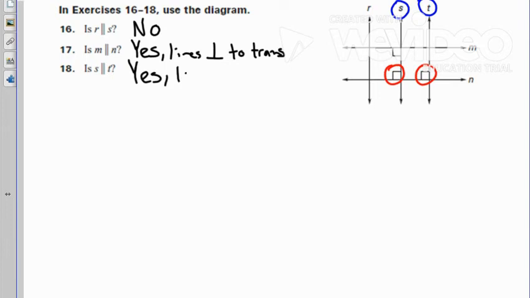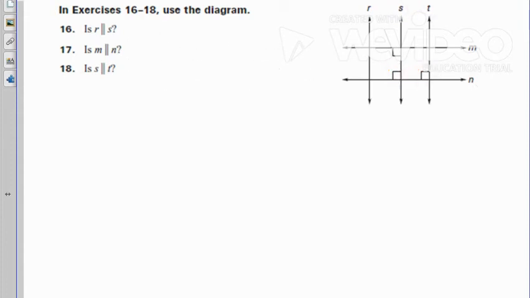Because again, lines perpendicular to a transversal. And that transversal is N in this example. Again, hopefully this makes sense. It's just using your knowledge of the theorems and understanding what corresponding angles and those equivalent angle relationships from before tell us.